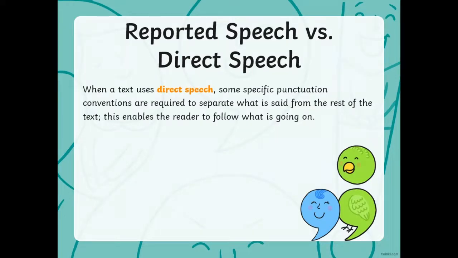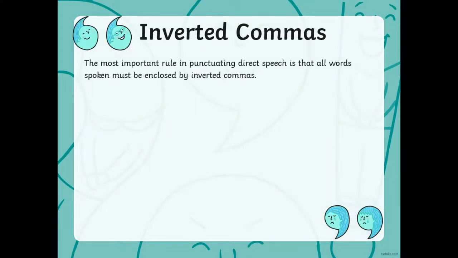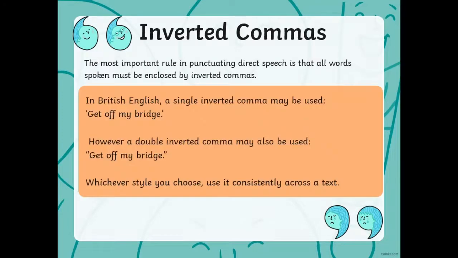When it uses direct speech, some specific punctuation is required to separate what is said from the rest of the text, and it just makes it much easier to read. The most important rule in punctuating direct speech is that it must be enclosed by inverted commas. You may know these as speech marks. The correct technical words are inverted commas.